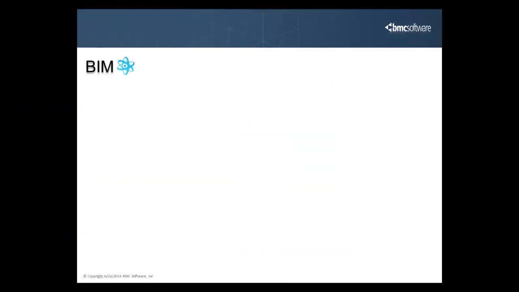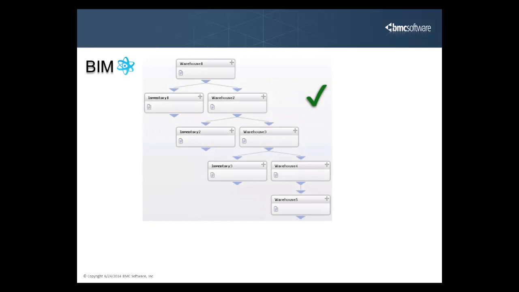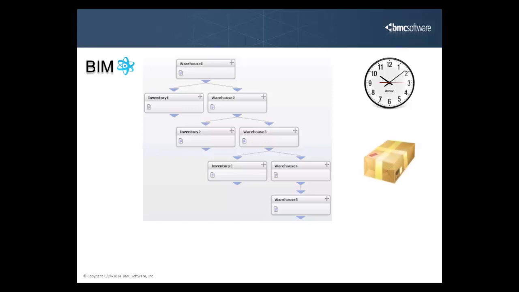To use BIM, first you identify a job flow that you want to monitor and that has an SLA. This would be a service where on-time completion of the service is critical. For example, a retailer's inventory distribution service.